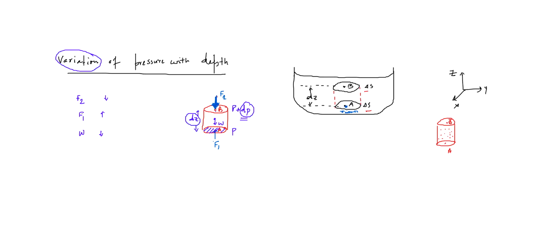So how can I write here? Here at this point B, the pressure is P plus dP. So F2 can be written as pressure times surface area, that is P plus dP multiplied by delta S, and F1 can be written as pressure P times surface area delta S. So these are the two forces, right?